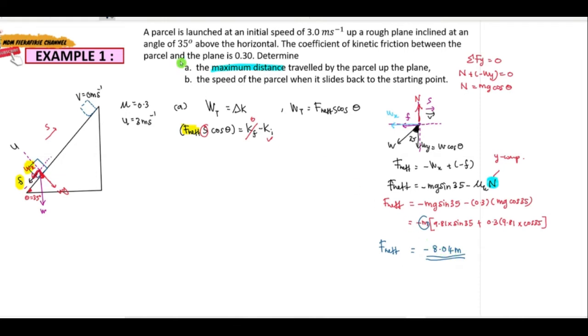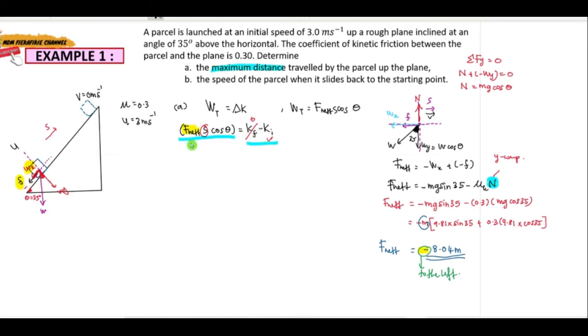Okay, so why we have negative here? Since the direction of the Wx and frictional force is opposite direction, which is to the left. Okay, so kita dah dapat F net. Alright, so now we want to substitute in this equation. F net s cos theta equal to negative Ki, sebab Kf kita dah cancel out, sebab V equal to 0, final kinetic energy also equal to 0.